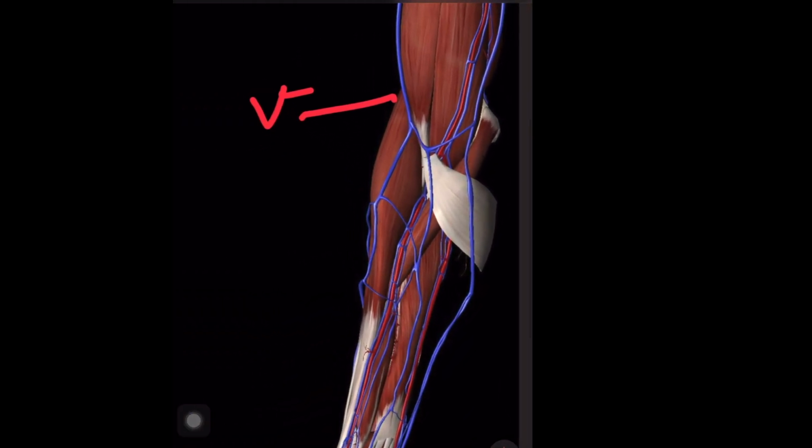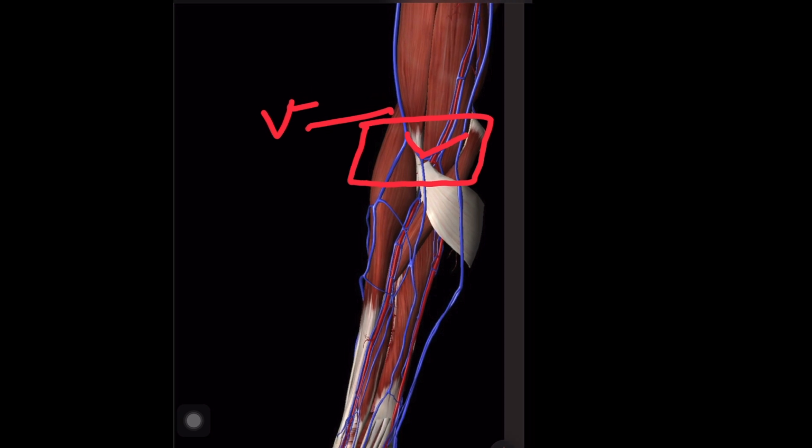At the level of the cubital fossa, you can see that the cephalic and the basilic veins meet each other by this vein. This is the medial cubital vein. In most patients, the medial cubital vein is a prominent vein, and you can easily access it for IV cannulation.